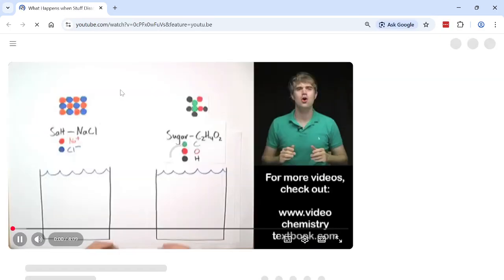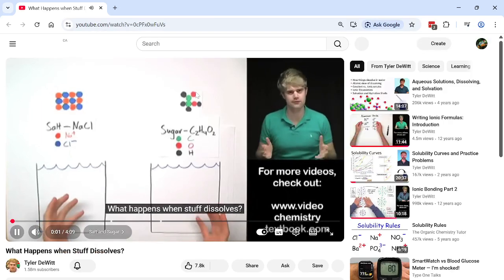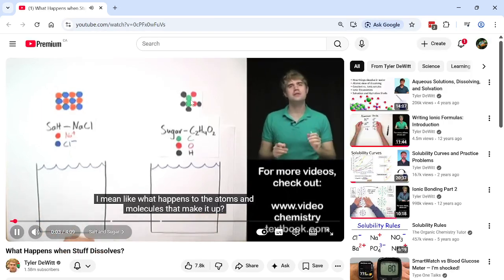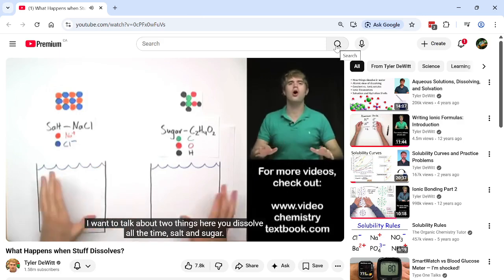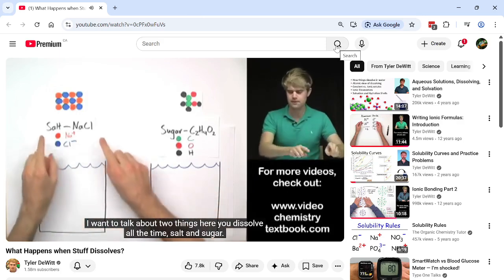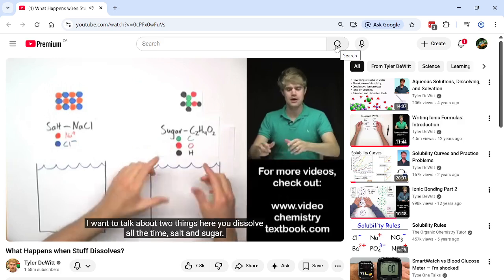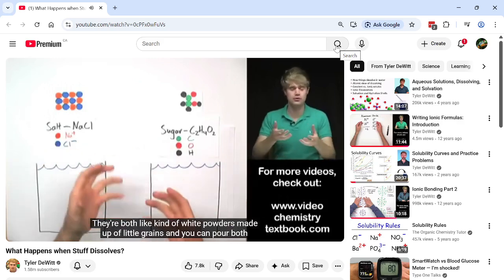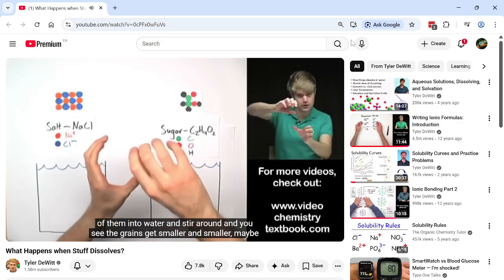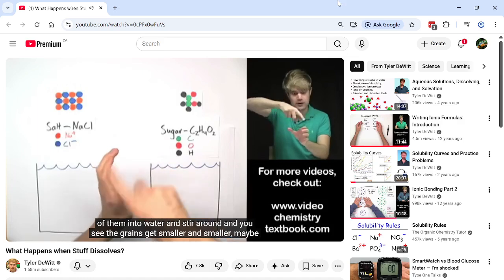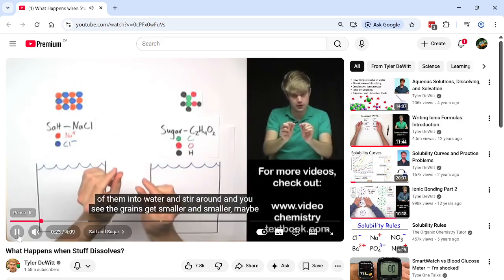What happens when stuff dissolves? What happens to the atoms and molecules that make it up? I want to talk about two things here that you dissolve all the time: salt and sugar. These two things look very similar. They're both kind of white powders made up of little grains, and you can pour both of them into water and stir around, and you see the grains get smaller and smaller.